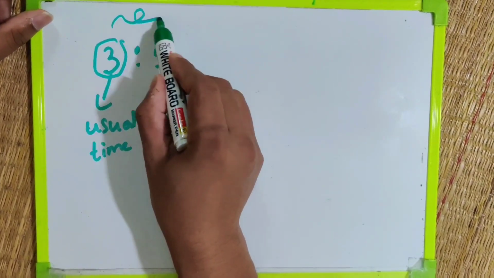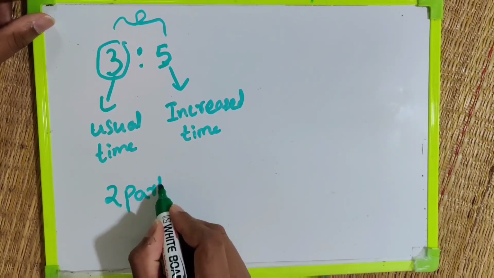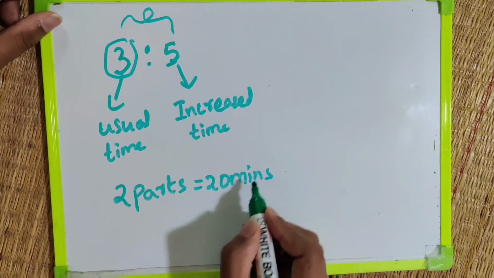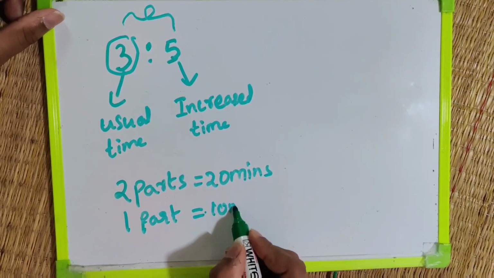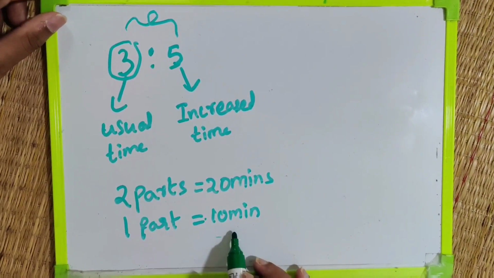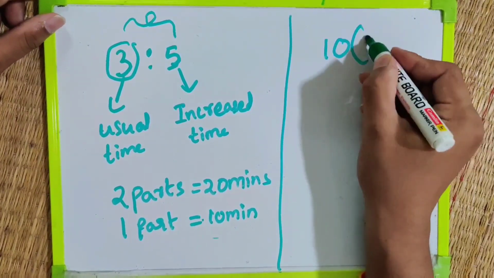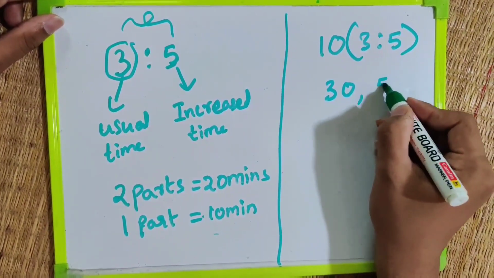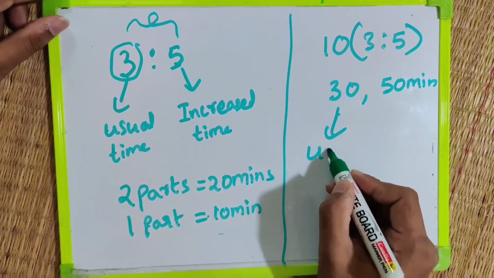Now according to the ratio, the difference is 2. So what we do is we consider 2 parts as 20 minutes, which gives me each part as 10 minutes. Now if you multiply this factor with the given ratio, we get the actual values of time, which is 30 and 50 minutes, where 30 minutes corresponds to the usual time.